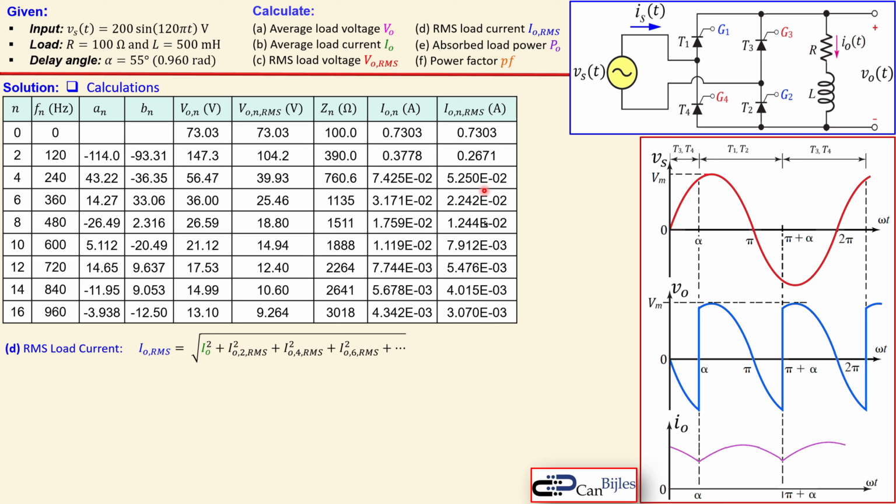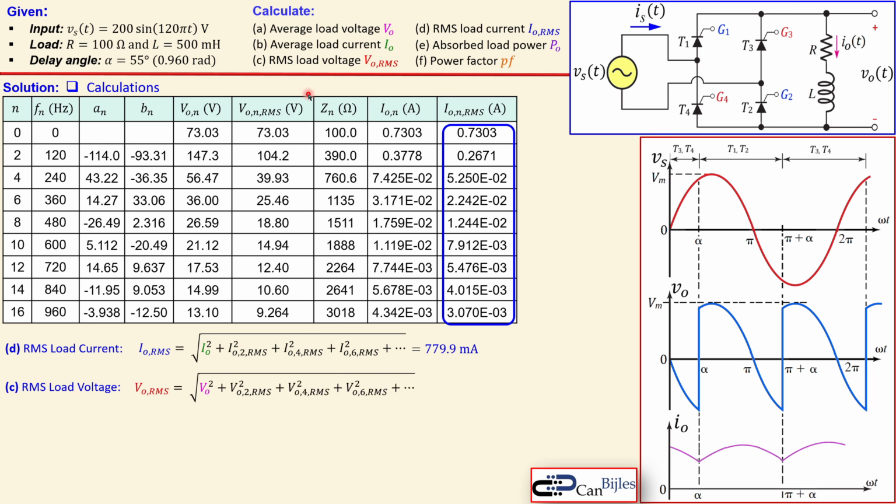Actually infinite. In this case we take a finite part of it, this part, and that will result in 779.9 milliamps. Now we can also do that. That's actually question C. We already did this, but you can also take this column here and take in a similar form the square root of this part, and that will result in 141.4 volts. Maybe not up to this point, but if you take long enough, with sufficient terms, you get close to this value we already calculated.